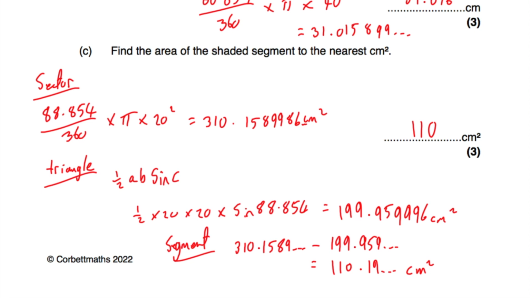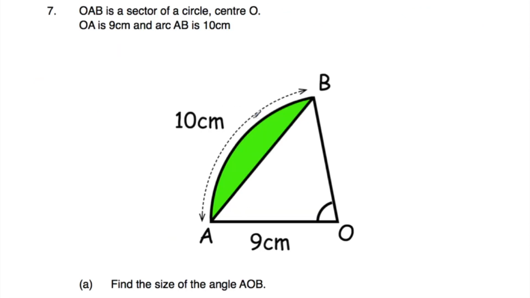Okay, let's have a look at our next question. So question number 7, we've got this sector OAB, and we know that OA, so OA is the radius of the circle, and that's equal to 9 centimetres, and we've got the arc AB is equal to 10 centimetres.